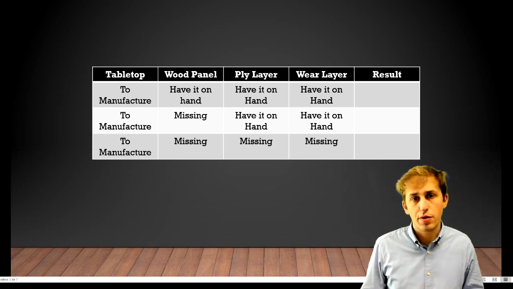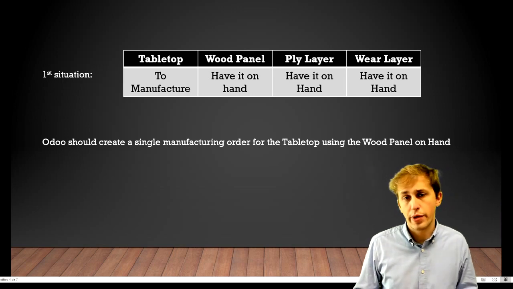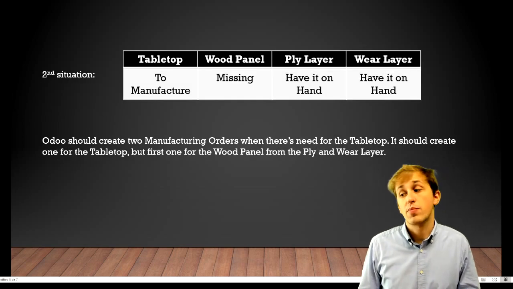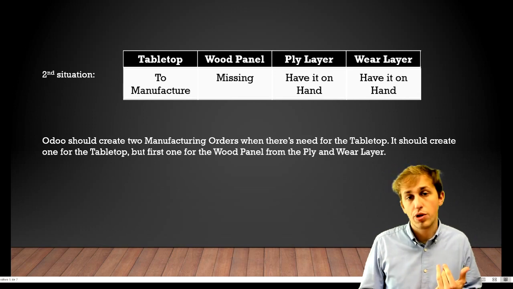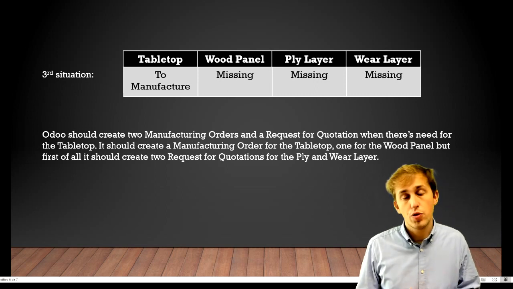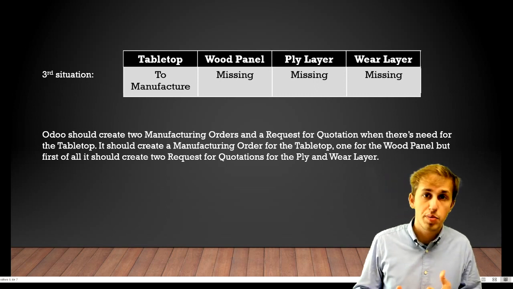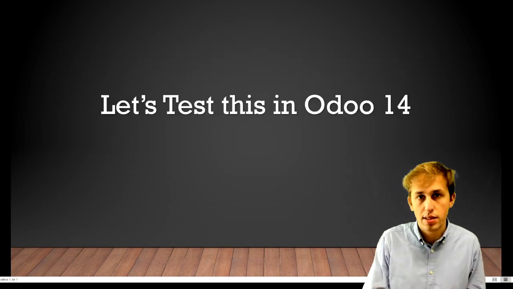I've created a little summary of each of these situations. On the first one, we can expect Odoo to create one manufacturing order for the tabletop. On the second situation, we can expect Odoo to create two manufacturing orders, one for the tabletop and then one child manufacturing order for the wood panel. And on the third situation, we can expect the two manufacturing orders plus two purchase orders. Okay, but to better understand this, let's take a look into Odoo.